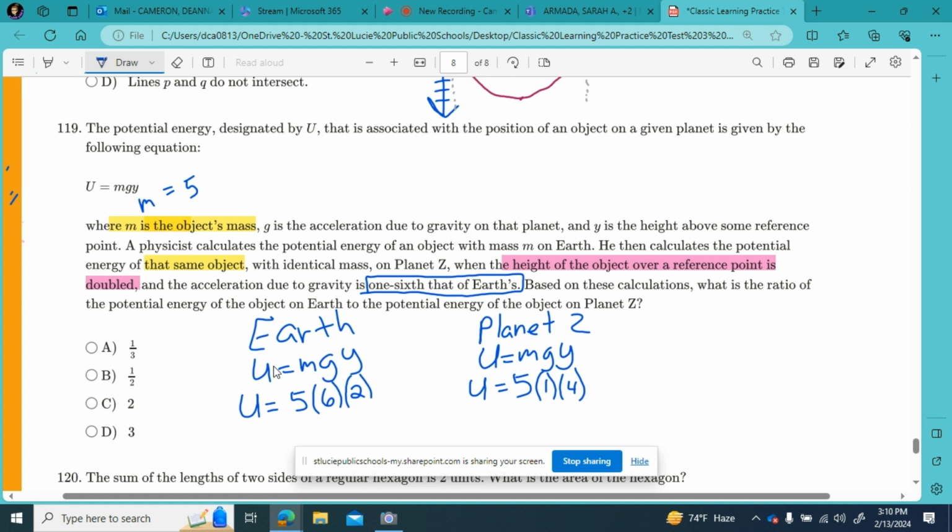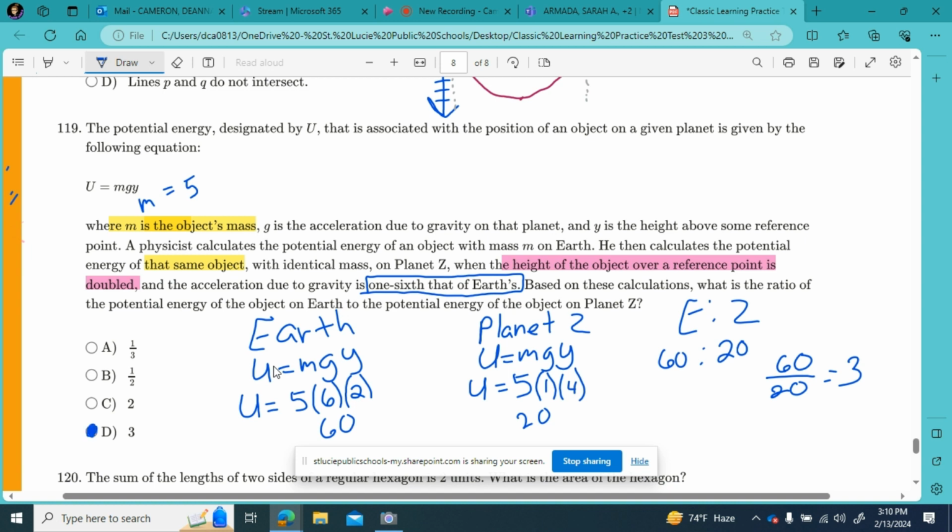Now, what's the ratio? So, of potential energy on Earth to Z. So, let's solve this out. 5 times 6 is 30, times 2 is 60. And 5 times 1 is 5, times 4 is 20. 60 to 20, both are divisible by 20. 60 over 20. 60 divided by 20 is just 3. So our answer is D.